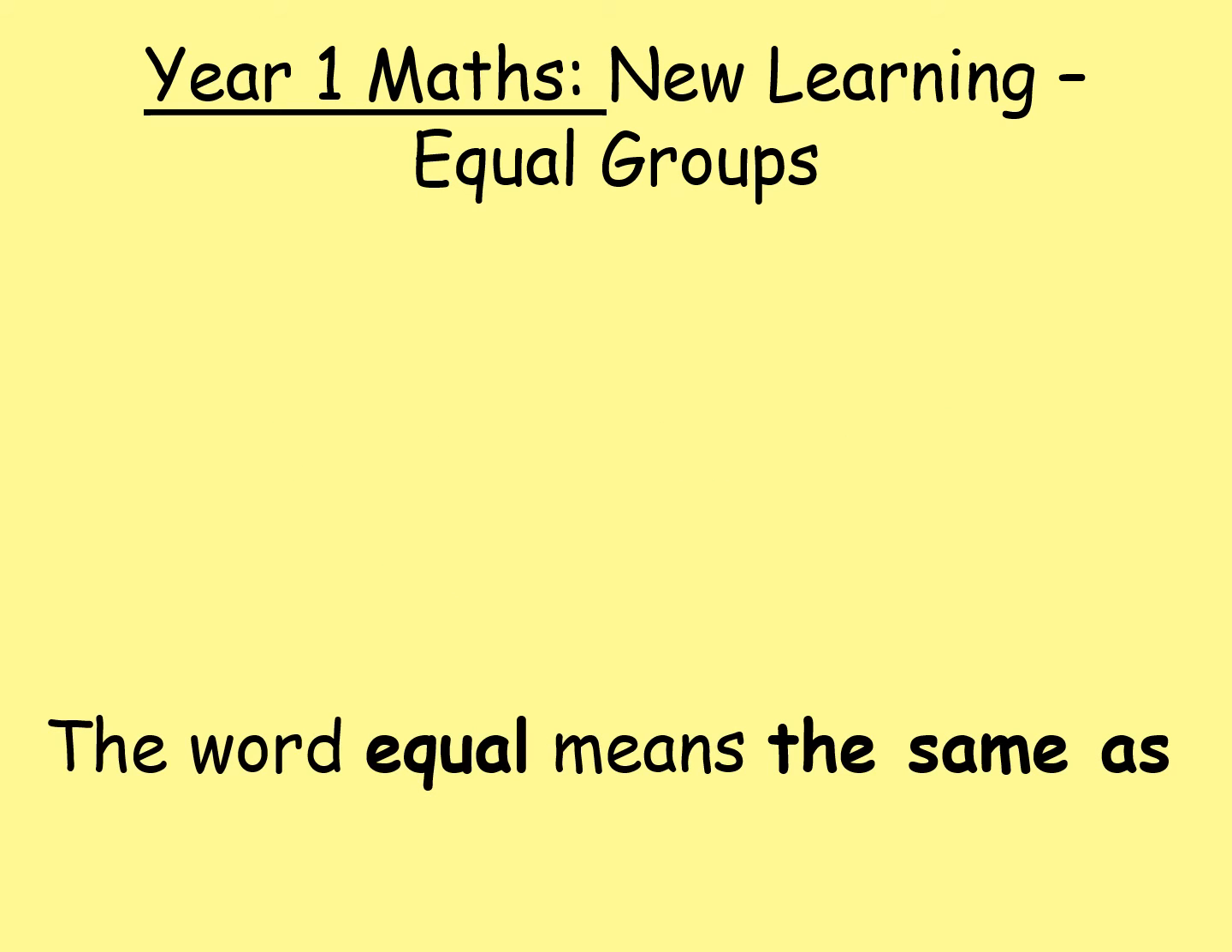Yes, the word equal means the same as. It means that something is exactly the same as that. So 5, the number 5, is equal to the number 5 because they're both 5, so they're equal, they're the same.